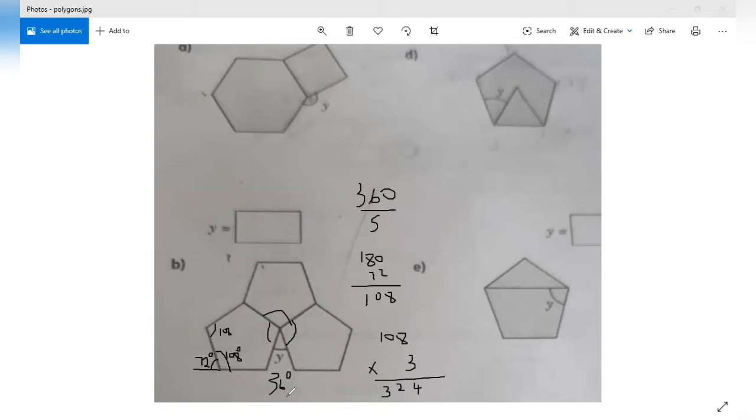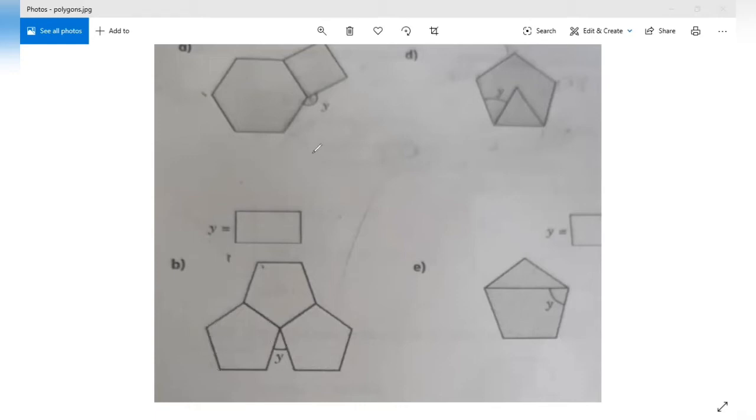Okay, I'm going to move on to C. So I'm going to clear the drawings. Now we're going to move on to C.